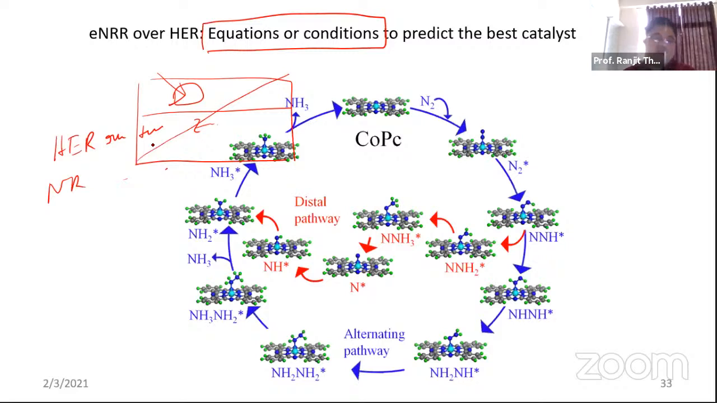That NRR work is the upcoming work from our group, where we are defining equations which can explain which catalyst will be the best NRR catalyst, for the single atom catalysts we are initially trying. So it may solve a 100-year-long problem through this equation and these conditions, is what we are thinking.